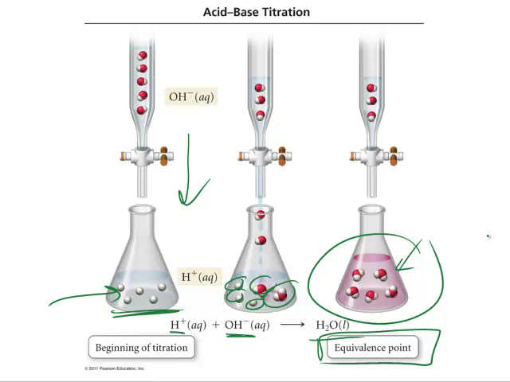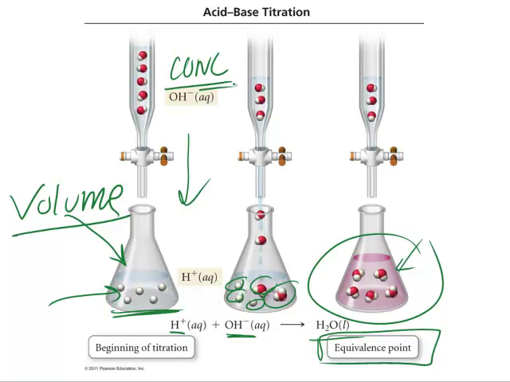So what would we measure here? Of course, we would know what volume of acid we added, usually using a pipette, so we can deliver a very known, very accurate volume of acid. We know the concentration of our base, and then we add base until we turn pink. So then you also know the volume of your base that's added.